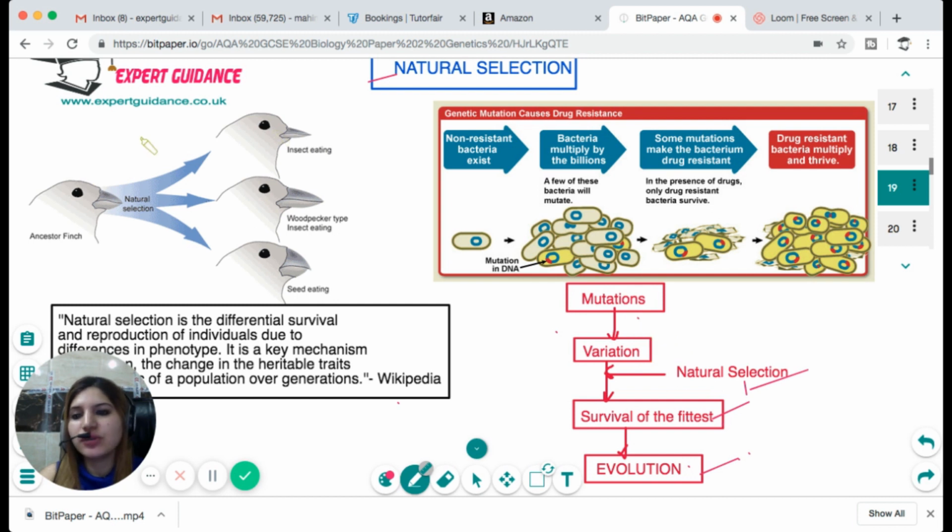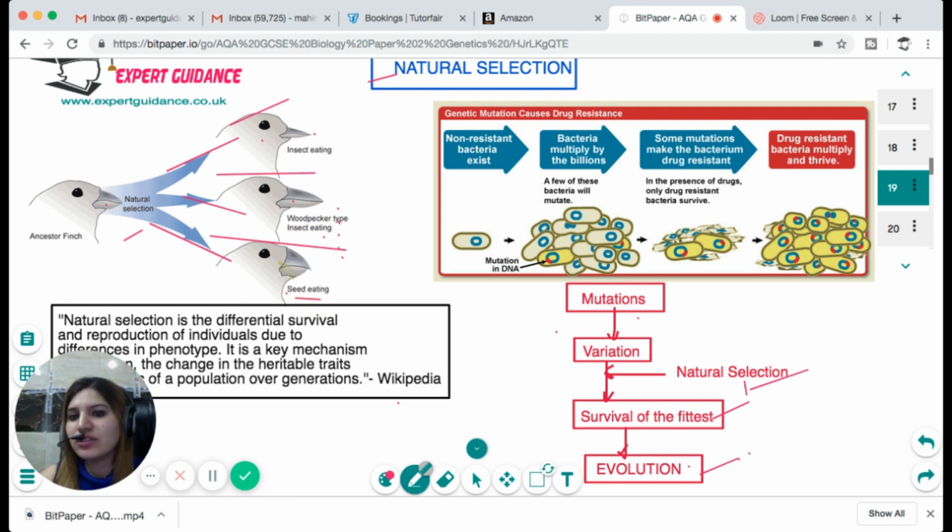Okay, so you can see this was an ancestor finch and it gave birth to three different finches, and they were exposed to different environments. You can see now they all have different beaks. Why is that? Because this finch was growing where only insects were there as a source of food. The second finch was growing where there were only woodpecker type or insect eating. And the third was seed eating.